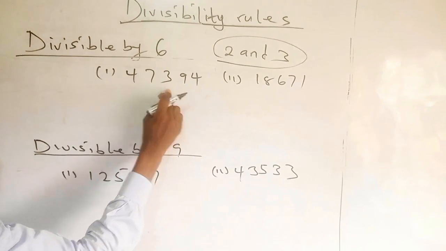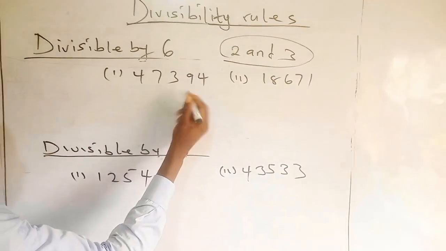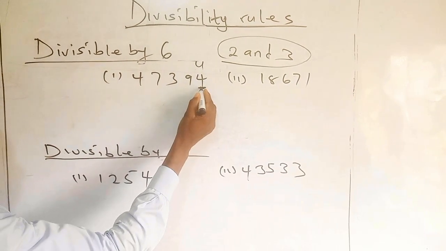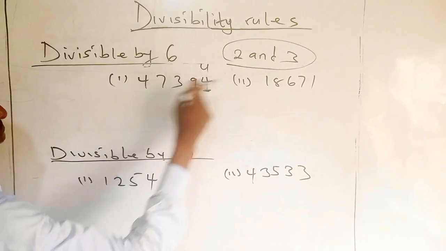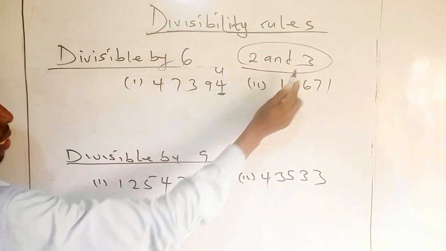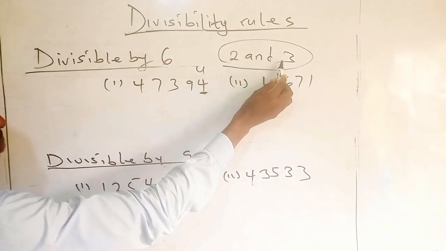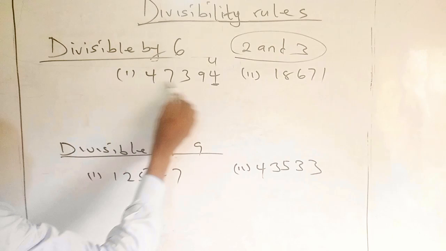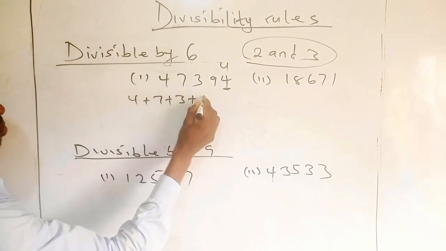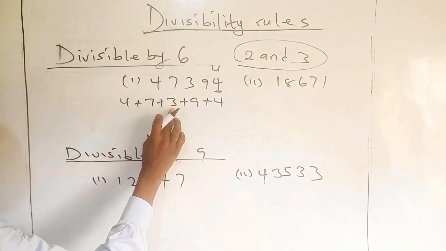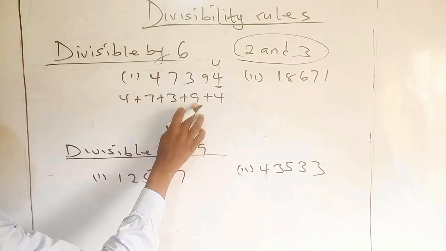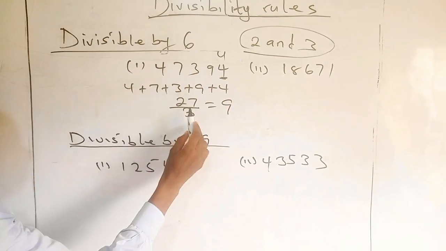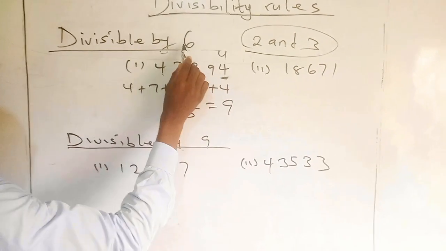Now look at this whole number, 47,394. Can I divide it by 2? Yes, because the last digit here, the unit digit, is an even number, so I can divide this number by 2. Now, can I divide this number by 3? I told you that for you to know whether a whole number can be divided by 3, the sum of all the individual digits must be divisible by 3. So, I have 4 plus 7 plus 3 plus 9 plus 4. 4 plus 7 is 11 plus 3 is 14. 14 plus 9 is 23. 23 plus 4 is 27. Can I divide 27 by 3? Yes, that is nice. So that means I can divide this number by 6.